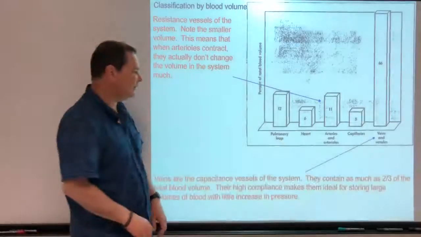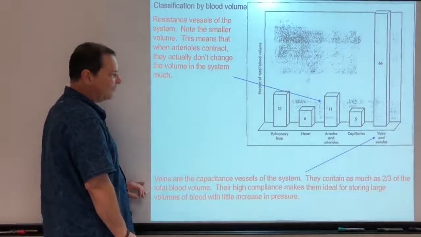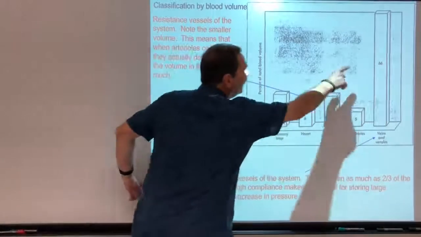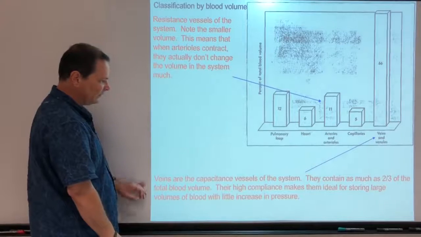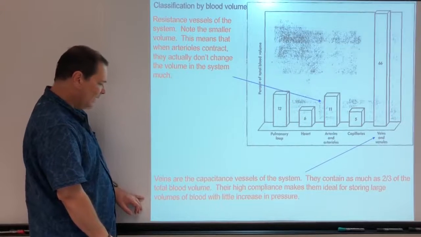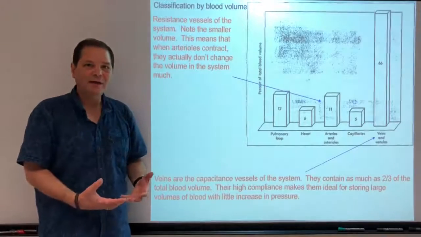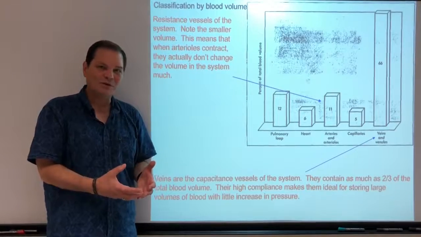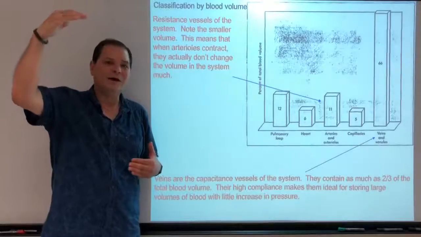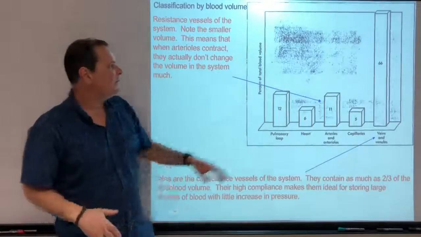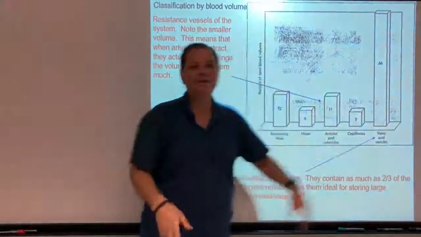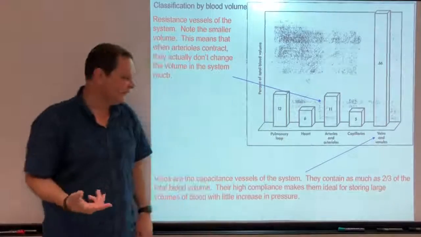But what I really want you to notice in terms of the volumes is how much volume the veins have. They contain almost 2/3 of the blood volume in the system. That's because their compliance is really high. So at a relatively low pressure, they can contain a really high volume. And again, this has implications which we'll discuss later.